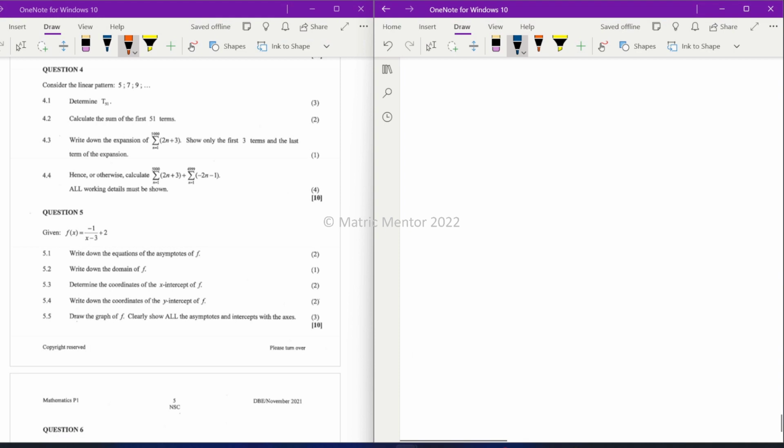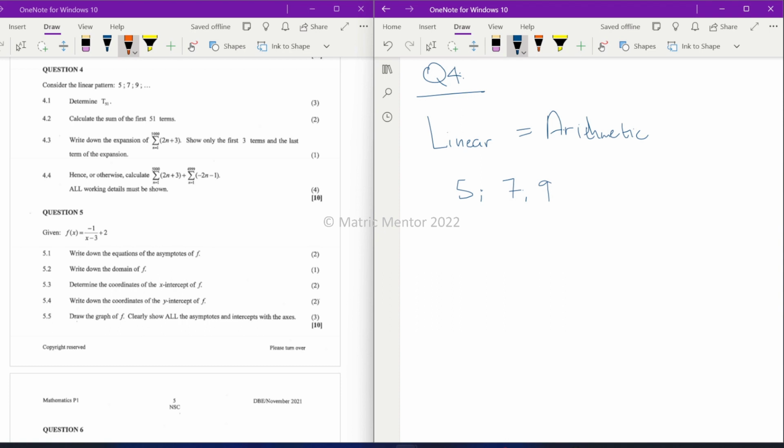Alright, let's move on to question number 4. Question number 4 tells us, consider the linear pattern 5, 7, 9. So a linear pattern is the same as an arithmetic pattern or arithmetic sequence. So the same thing as arithmetic. So we've been given 5, 7, and 9.